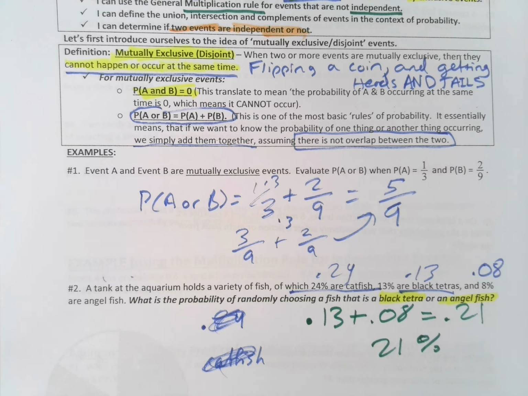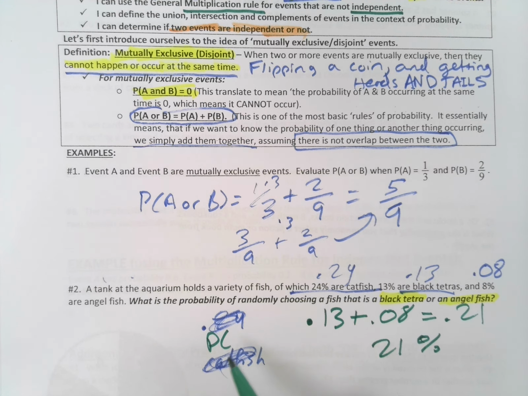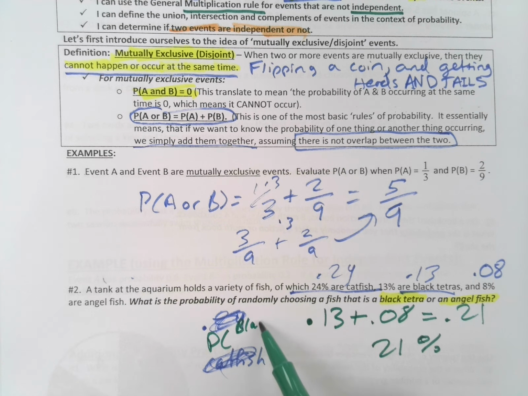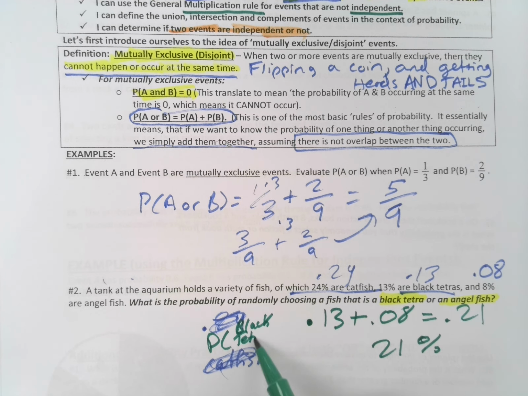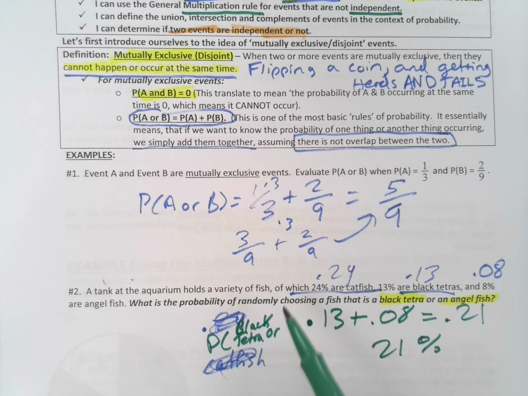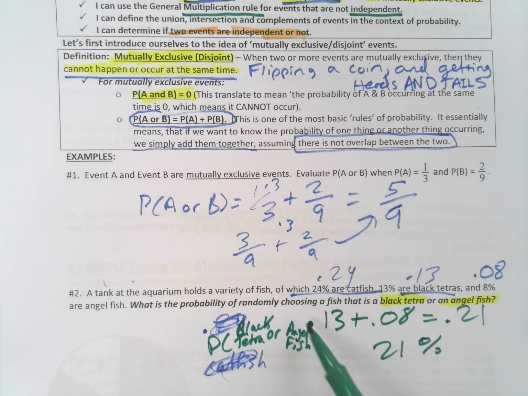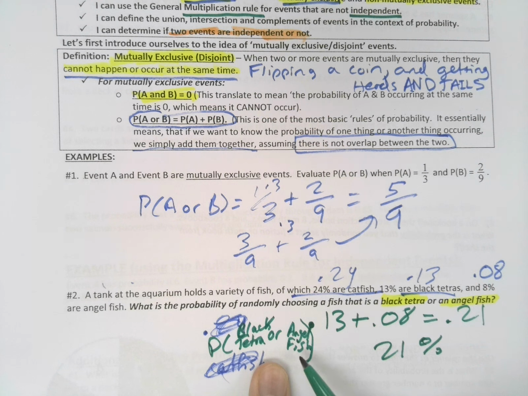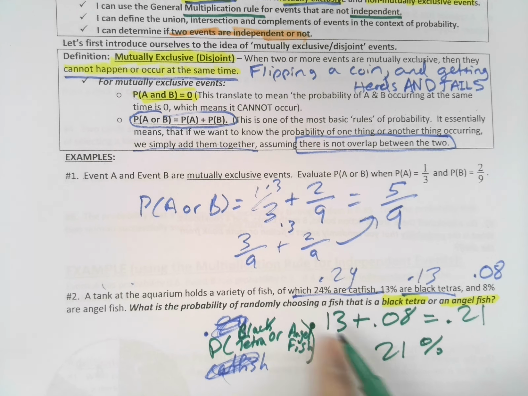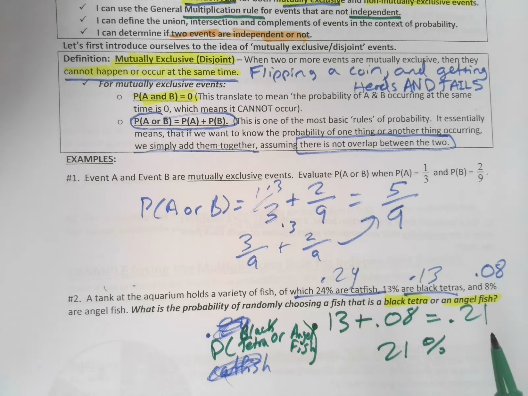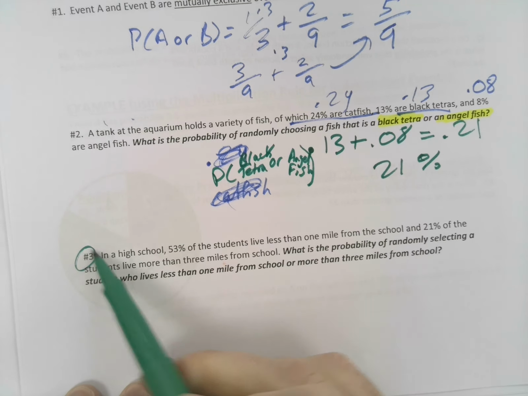And so we would write this as the probability of black tetra or angelfish. Sorry, it's a little messy, guys. Yep, the probability of a black tetra or angelfish. That plus that. I'm going to let you guys try number 3.